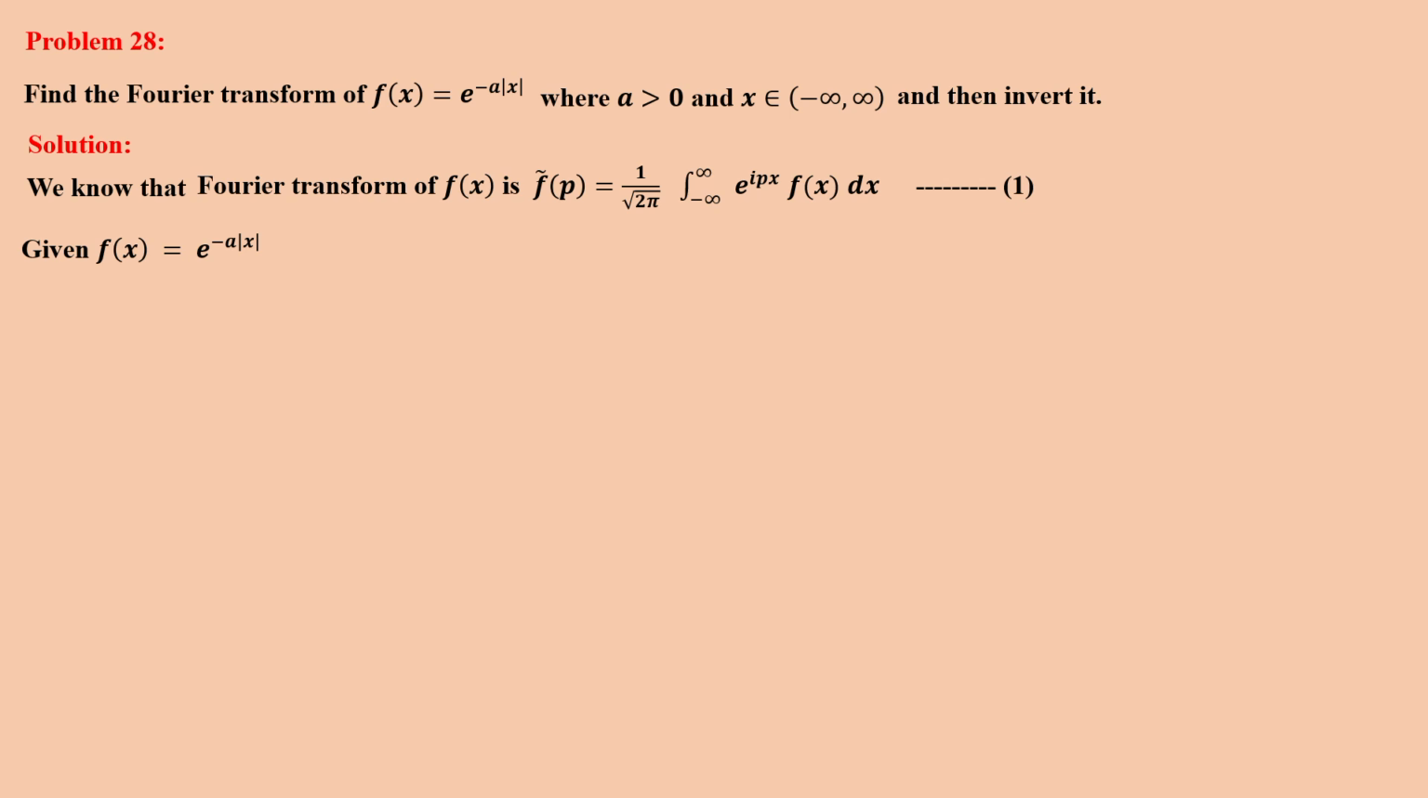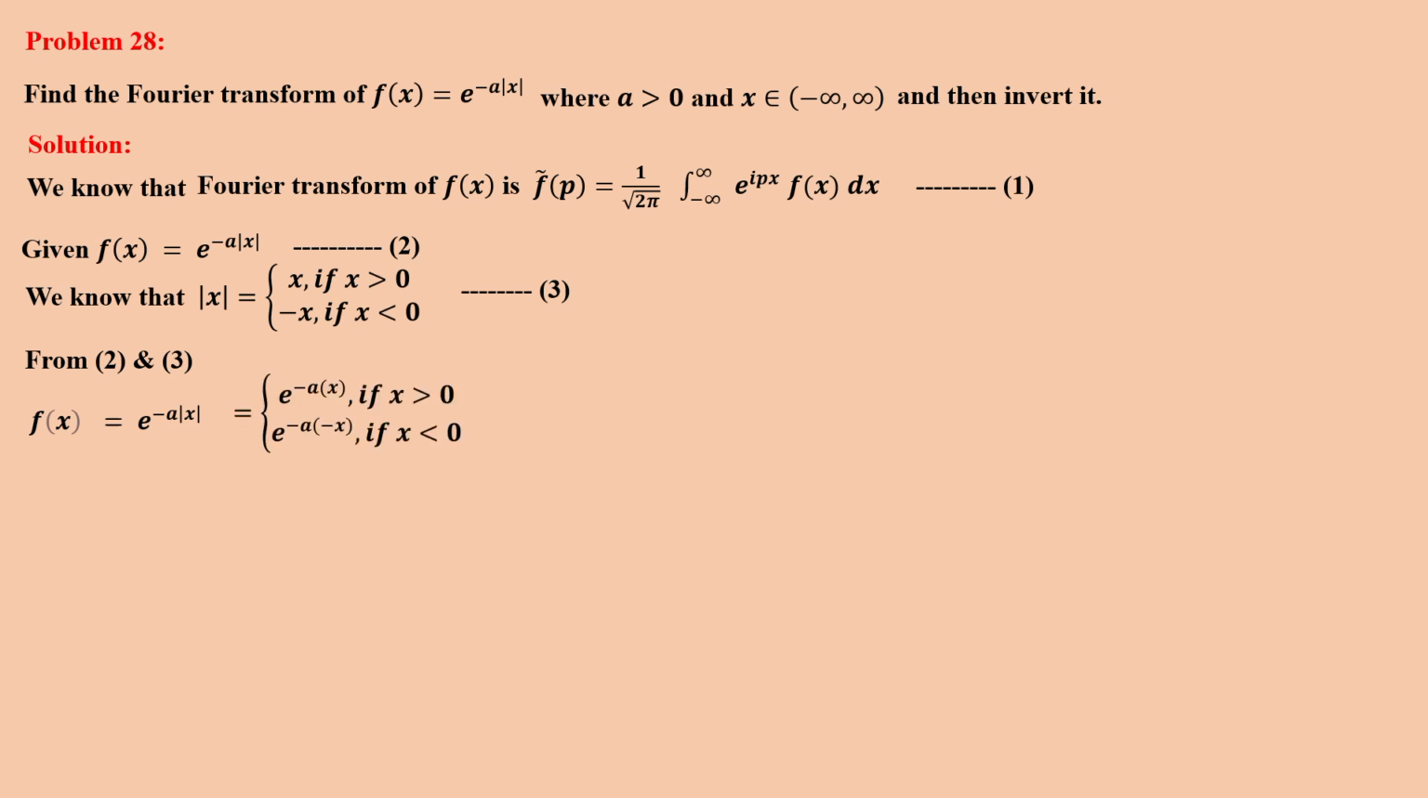Given f(x) = e^(-a|x|), that is equation number 2. We know |x| is equal to x if x is greater than 0, and minus x if x is less than 0. So this is equation number 3. Now we are going to use 3 in 2, so you will get f(x) = e^(-ax) if x is greater than 0, and e^(-a(-x)) if x is less than 0. That is, e^(-ax) if x is greater than 0, e^(ax) if x is less than 0. That is equation number 4.